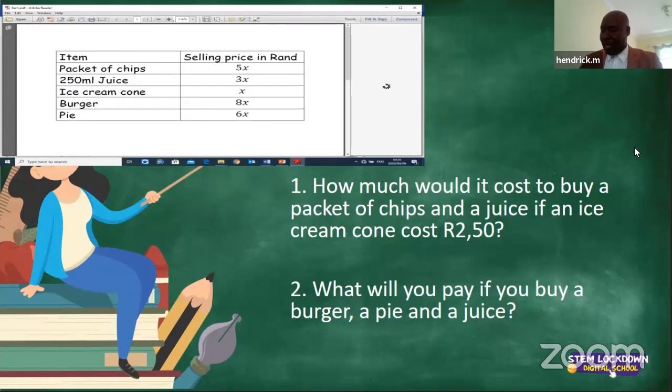Is there anyone who would like to answer? Let's go to the first one. I'm sure you can hear me. Can I get some hands? If you want, I can go back to the previous slide, but I think everything is fine now. You can see the items. Right. Can we go to Megan? Megan, can you answer the first one?